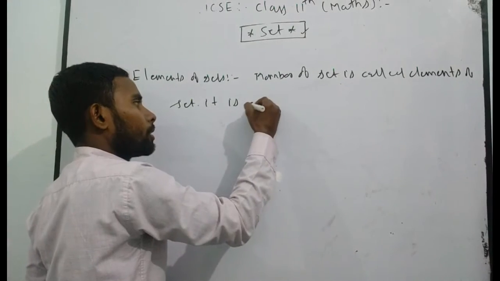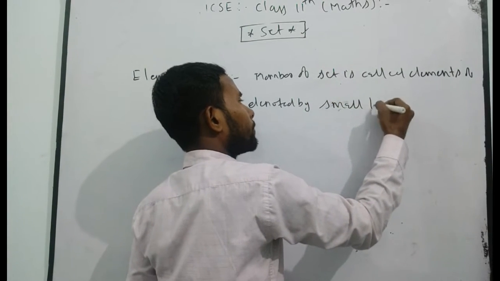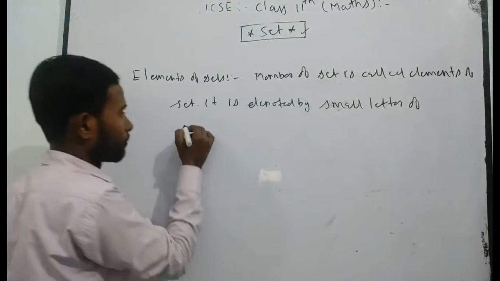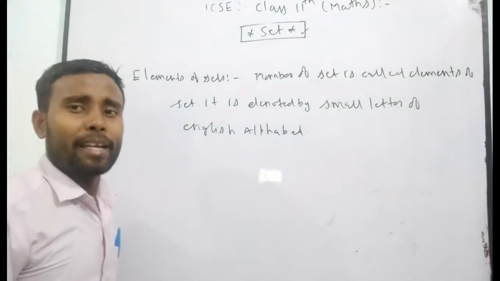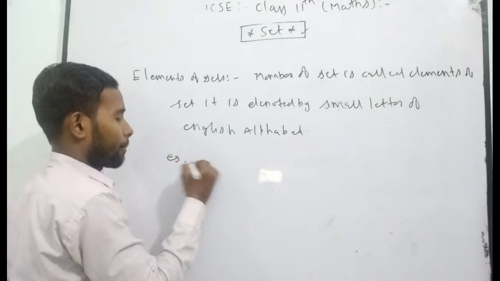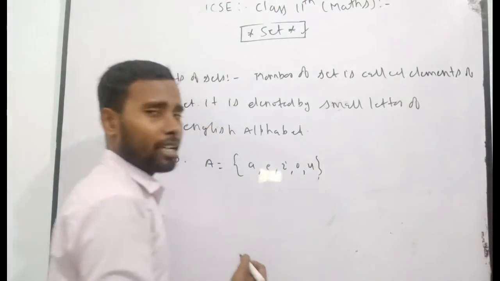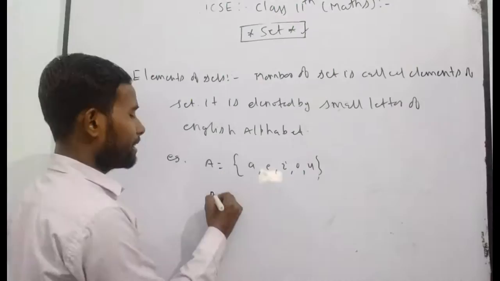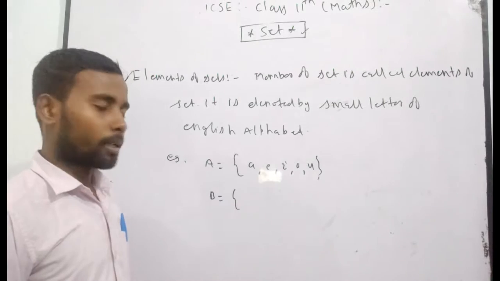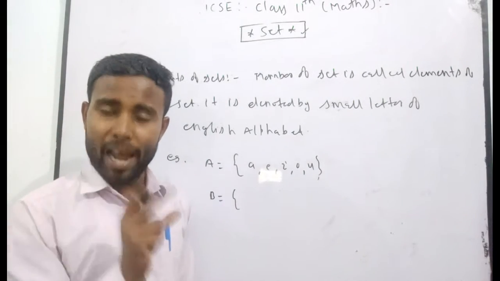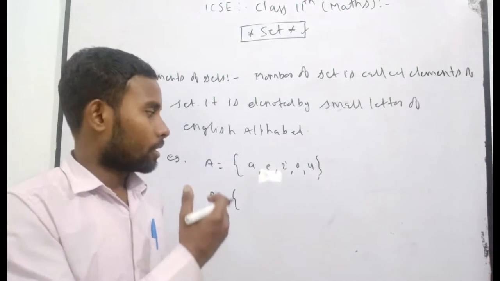It is denoted by a small letter of the English alphabet. For example, suppose that I have taken the collection of five vowels, in that case it becomes A, E, I, O, U. Similarly, in the next example, the collection of the first five English alphabets which are positioned at even position.